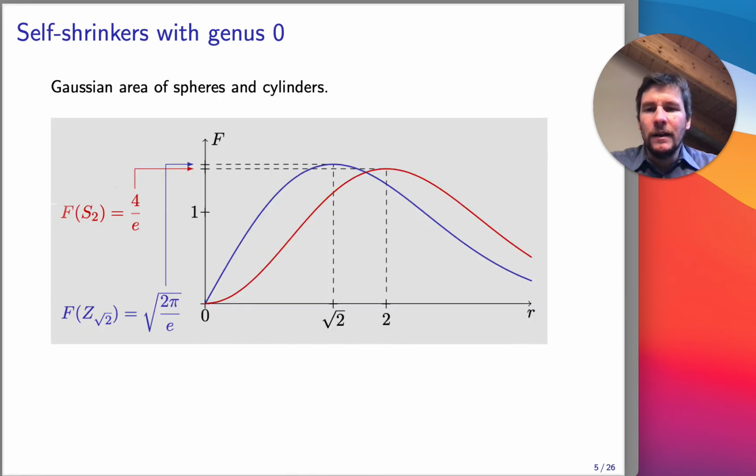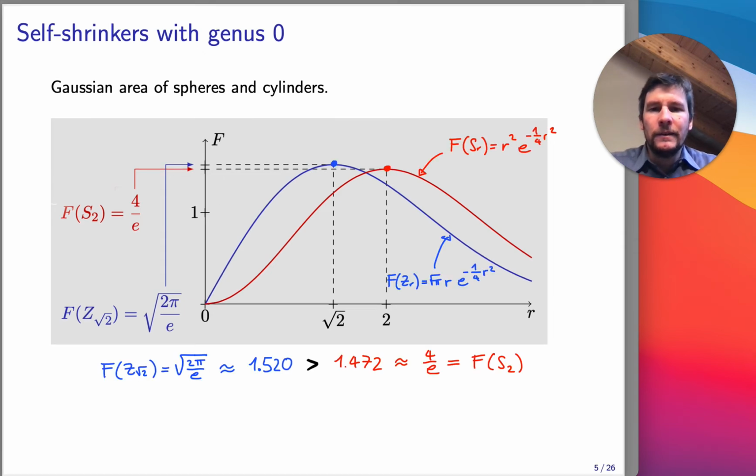So here in this plot, you see what happens if you evolve the radius of a cylinder. The red curve shows that the Gaussian area of a sphere of radius r is given by r squared e to the minus 1/4 r squared. And this has a maximum at r equals 2, and that maximum is equal to 4/e. Again, this is a little calculation from analysis 1.